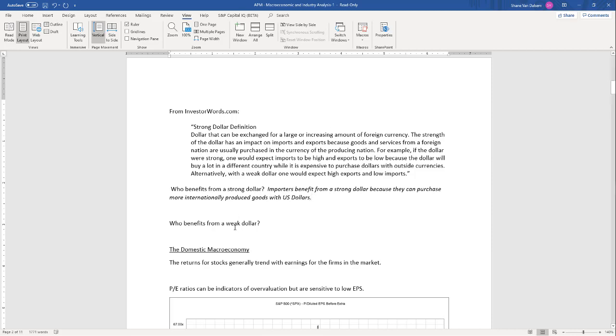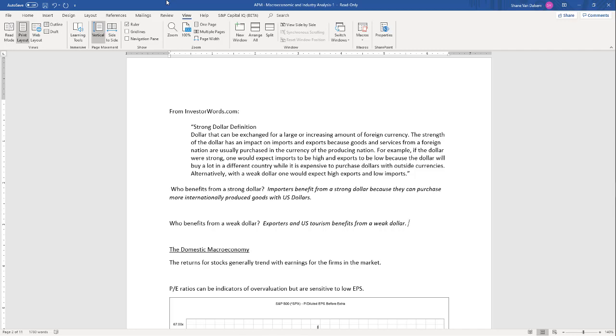Who benefits from a weak dollar? An exporter. Well, let me say exporters and U.S. tourism. Again, because what happens there is it makes it cheaper, or less expensive, for people overseas to come to the U.S. to visit the U.S. because relatively our stuff is cheap.